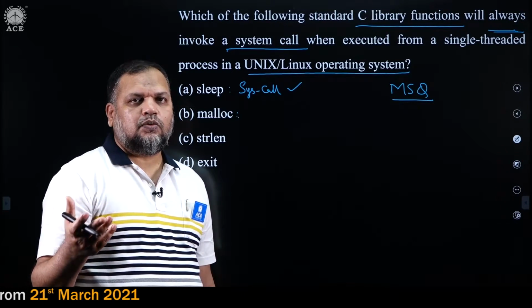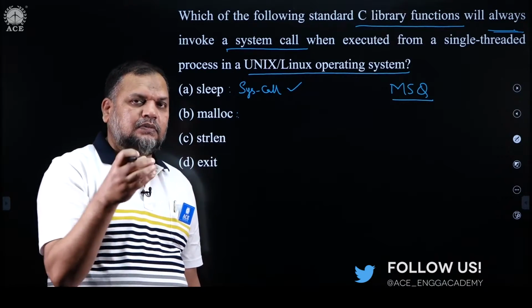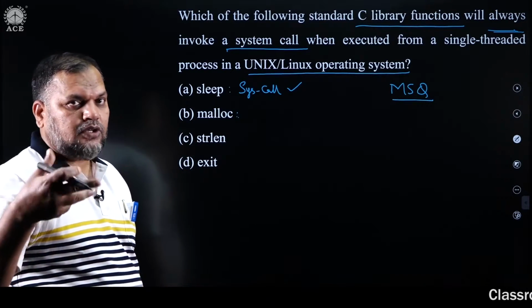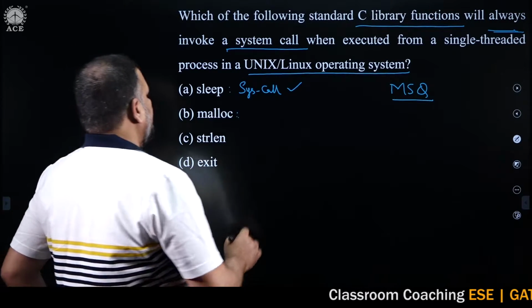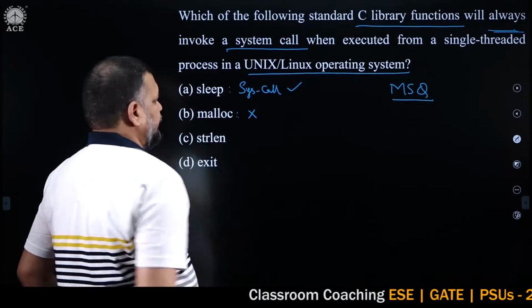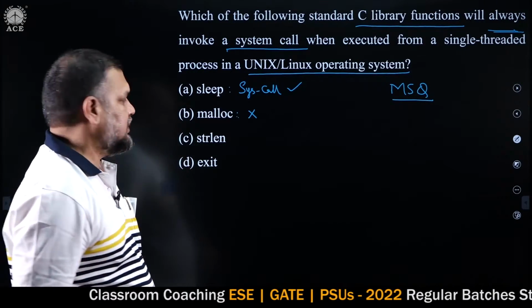and later for subsequent calls of malloc, to avoid the wastage of overhead of system call, it will not activate a system call, but rather from the large chunk that it got allocated, it will allocate memory for the subsequent mallocs. So, that is what happens. So, therefore, this is not correct. Always is incorrect. First time yes, sometime yes, but not always.